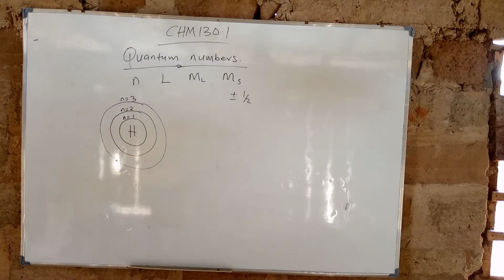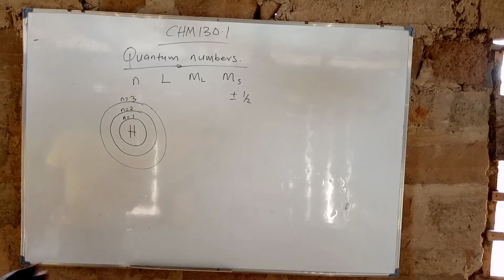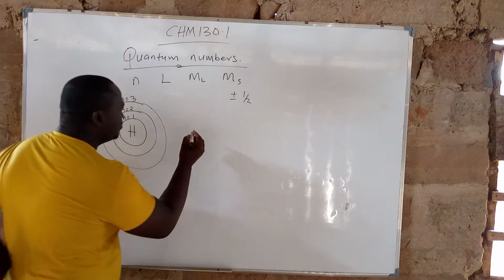We are taking it easy. Believe me, this topic is full of calculation. It's very sweet, but if you do not pay attention, you may get confused along the line. Now, remember I said the azimuthal quantum number tells you about the shape, and there is something you should know.